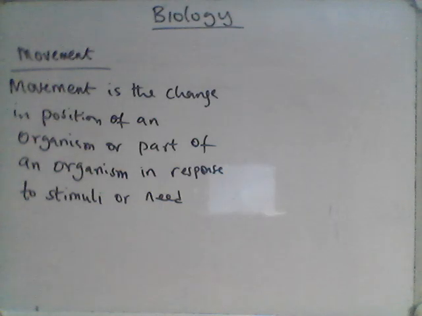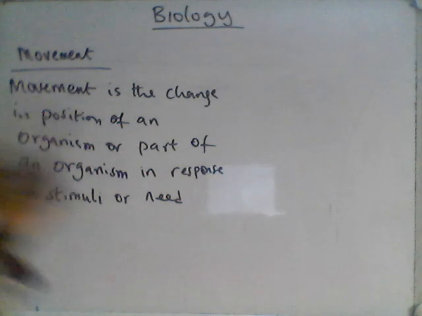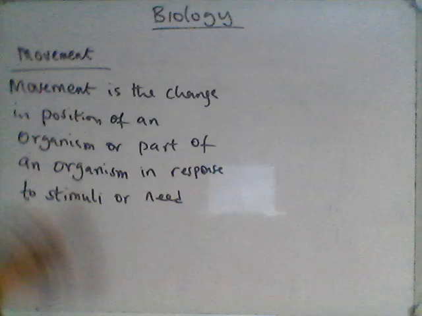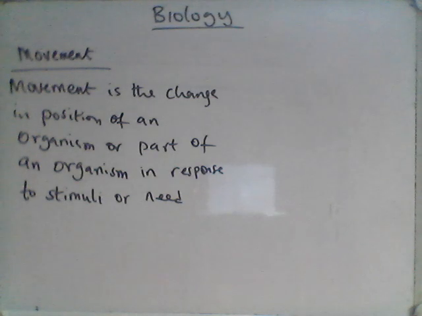So movement in an organism is defined as the change in position of an organism or part of an organism in response to stimuli or need. So if a cat is walking or running to go and catch a rat to eat, that is movement. Something will trigger it to change position. It won't stay in one position when it's doing that action.